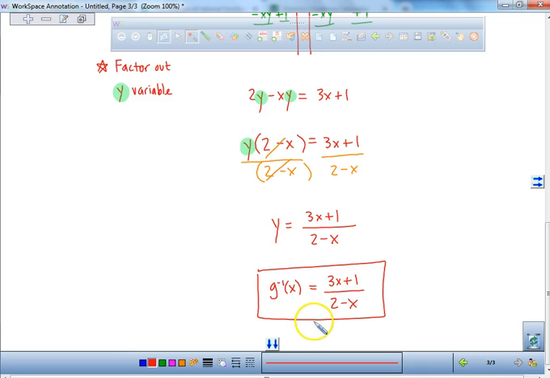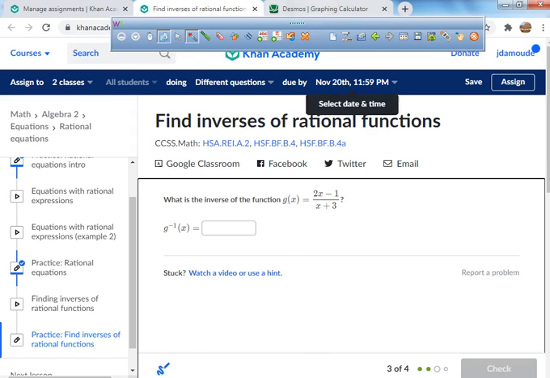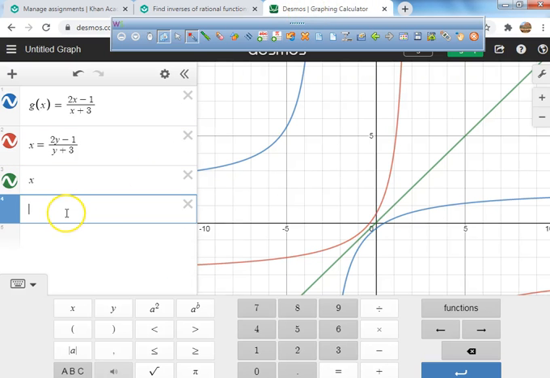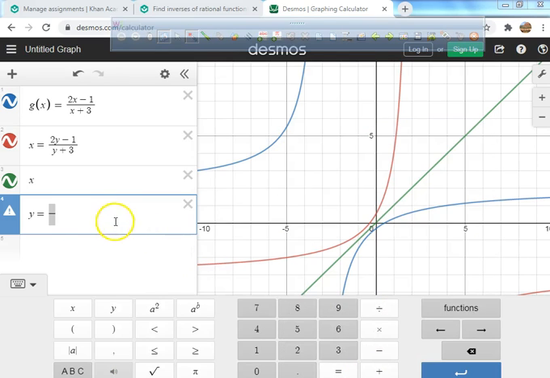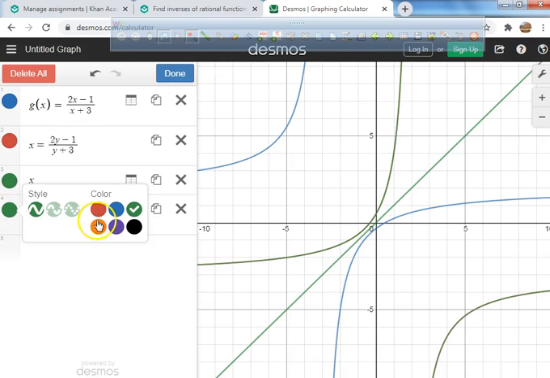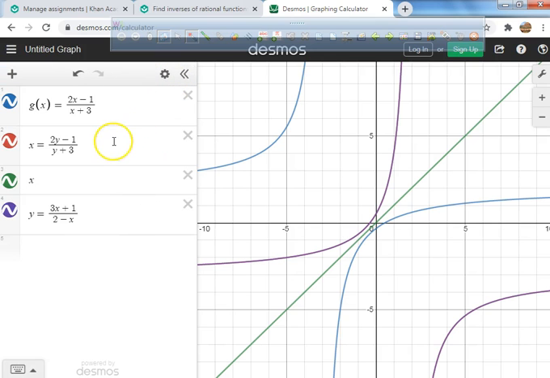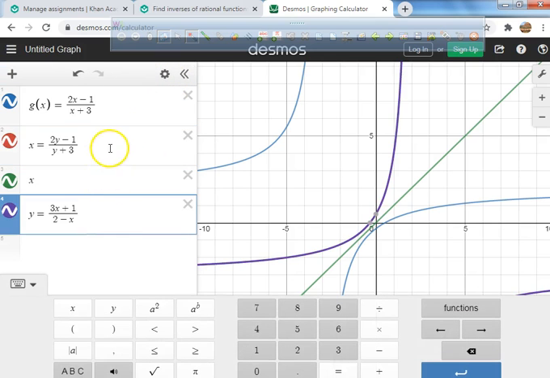So here we go. I'm going to type it in now. Check this out. So I'm going to go over to Desmos. Let's see here. Where's my Desmos? Right here. All right. And I'm going to type in my new function, which was y equals, and there was a little fraction, and it was what? 3x plus 1 over 2 minus x. Now what I want you to see is that the red and the green, I'll even change colors so you don't get confused. It gets purple. There we go. These inverses, they're the same, okay? But this is in the form of y equals, this is in the form of x equals.